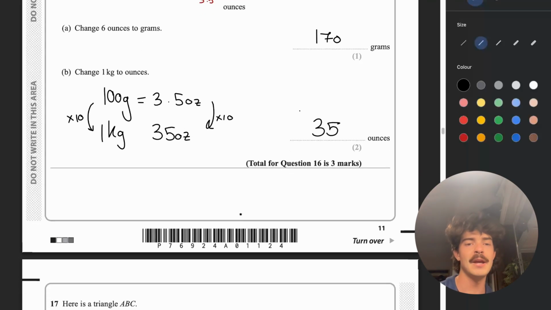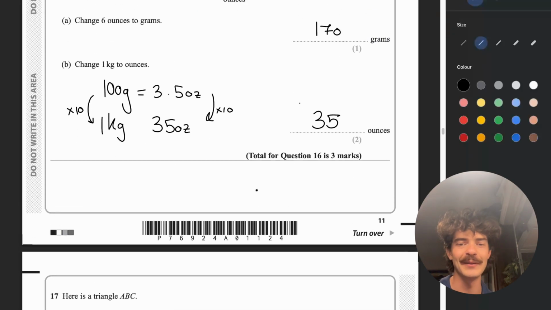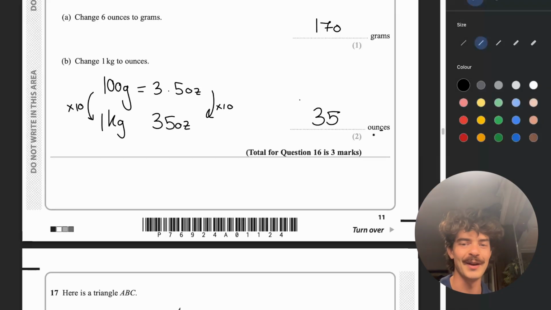Nice. OZ, by the way, is I think the short form of ounces, but you don't really need to worry about that. Here it has the word ounces. Same way grams up here. They haven't used G, they've said grams.